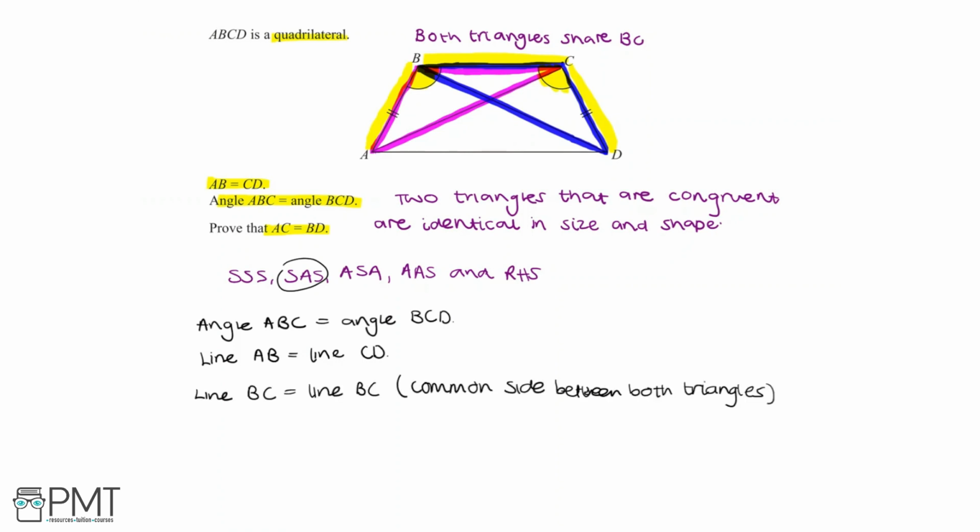And then finally, we can prove that AC equals BD by saying that triangle ABC is congruent to triangle DCB because they share two sides and the angle in between them is also equal. And so this is the reason SAS, as we discussed before. Therefore, we can say that line AC is equal to line BD.